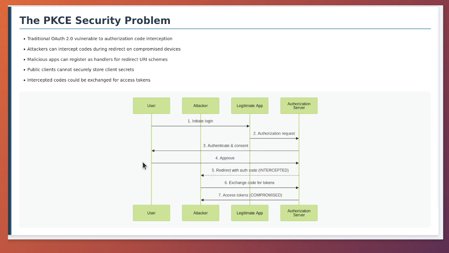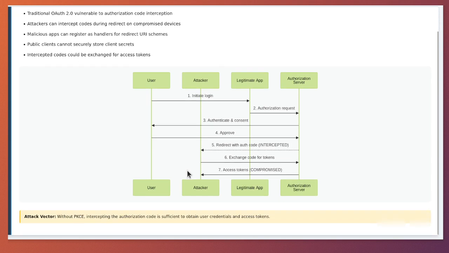An attacker who has managed to install malicious software on the user's device could register itself as a handler for the same redirect URI scheme. When the authorization server tries to redirect back to the legitimate application with the authorization code, the operating system might deliver that redirect to the malicious application instead. The attacker now has the authorization code.